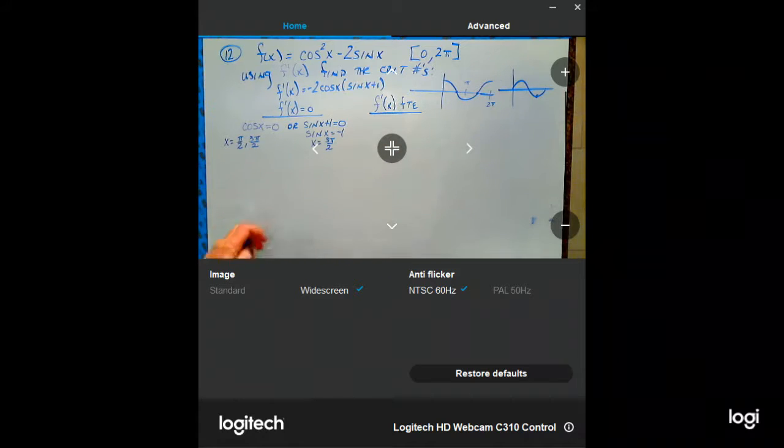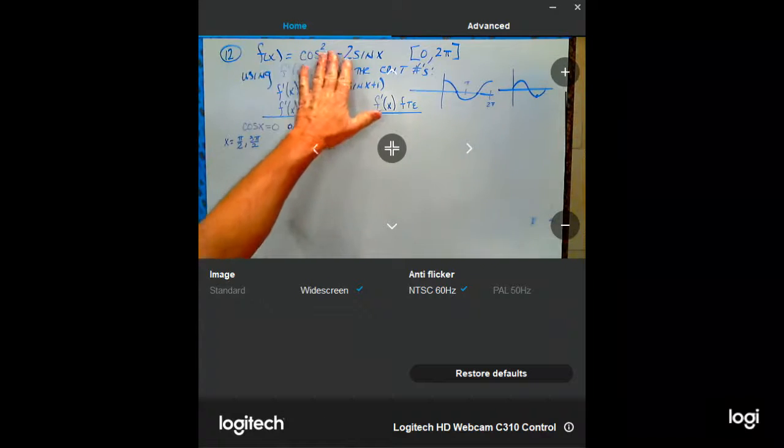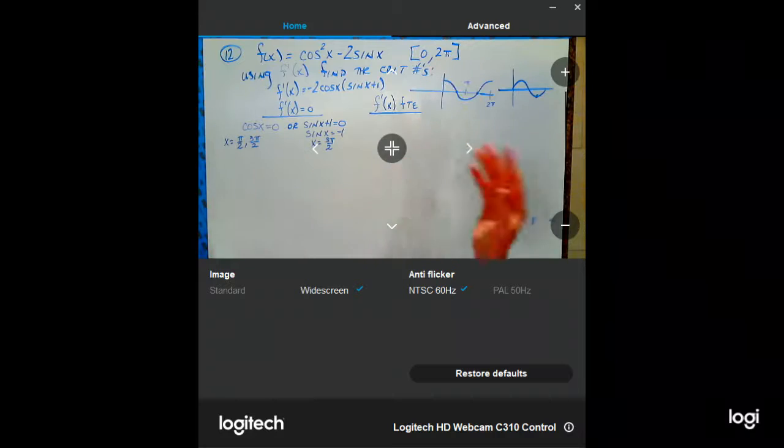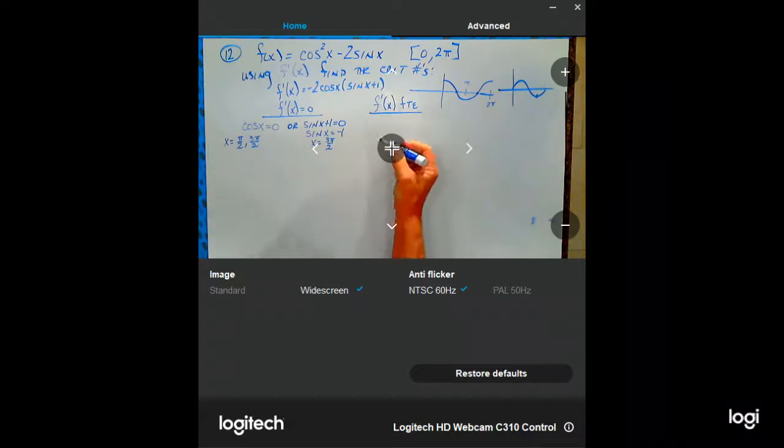That's the other thing we want to check. Critical numbers, remember, occur when the derivative equals 0 or when it fails to exist. Because we're working with cosine and sine, which are continuous, they don't have any place where they fail to exist. There are no holes, jumps, or vertical asymptotes. They're defined everywhere between 0 and 2 pi, and between negative infinity and infinity. So over here, we would just write NA.